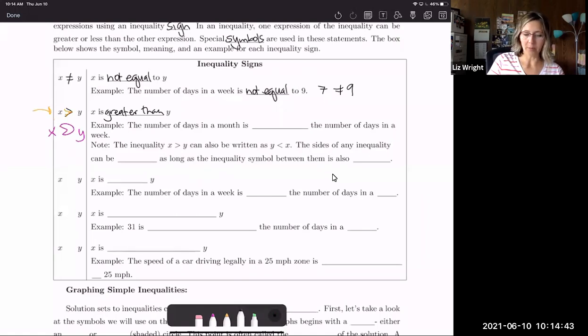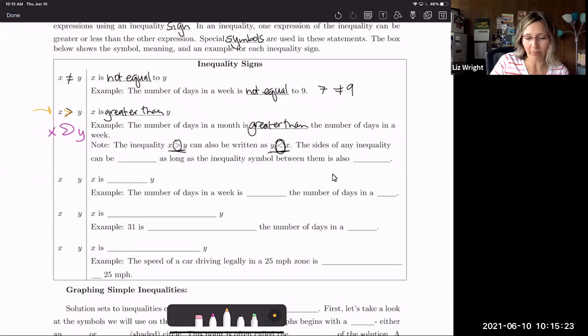Okay, so for an example, the number of days in a month is greater than the number of days in a week. This next little part is going to talk about how we can flip-flop it. We absolutely can say x is greater than y, but we can also flip it and start with the y instead. But if we start with the y instead, guess what? We need to flip the sign. You notice here it's greater than, but here it's less than. And look at y. Why did that change? Because look at what side of that inequality symbol is pointing towards the y.